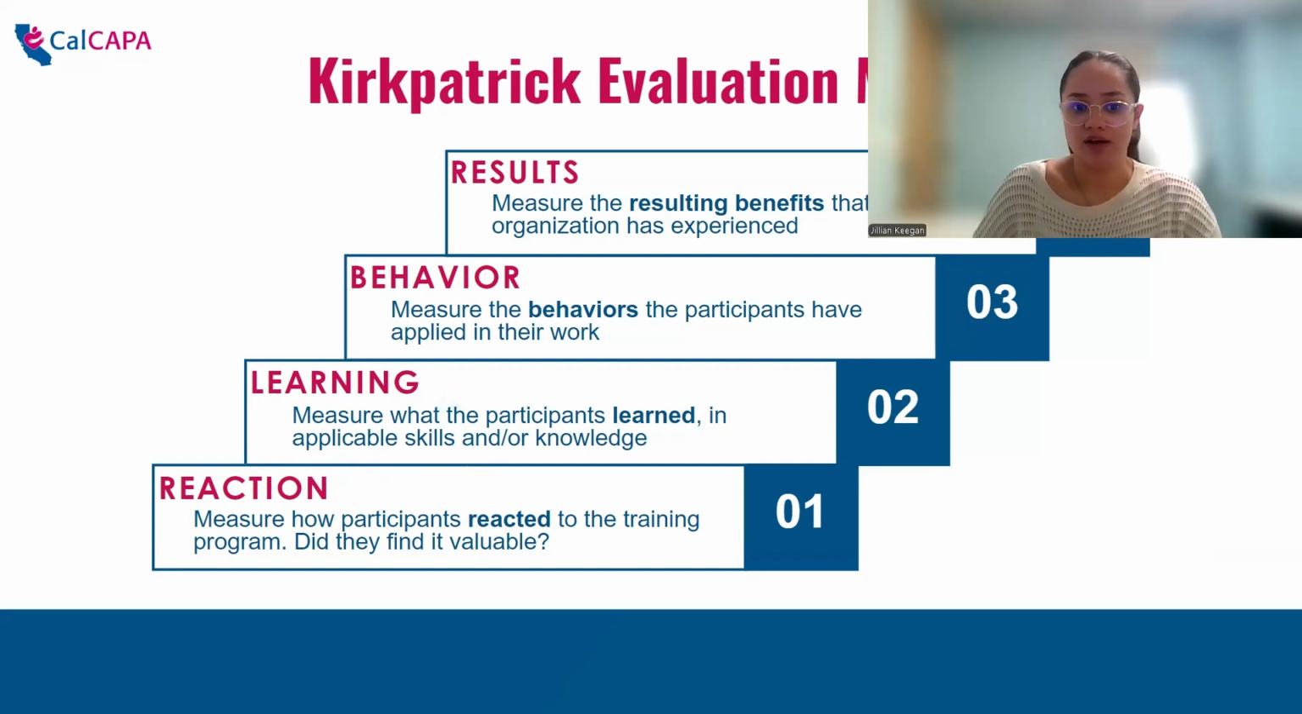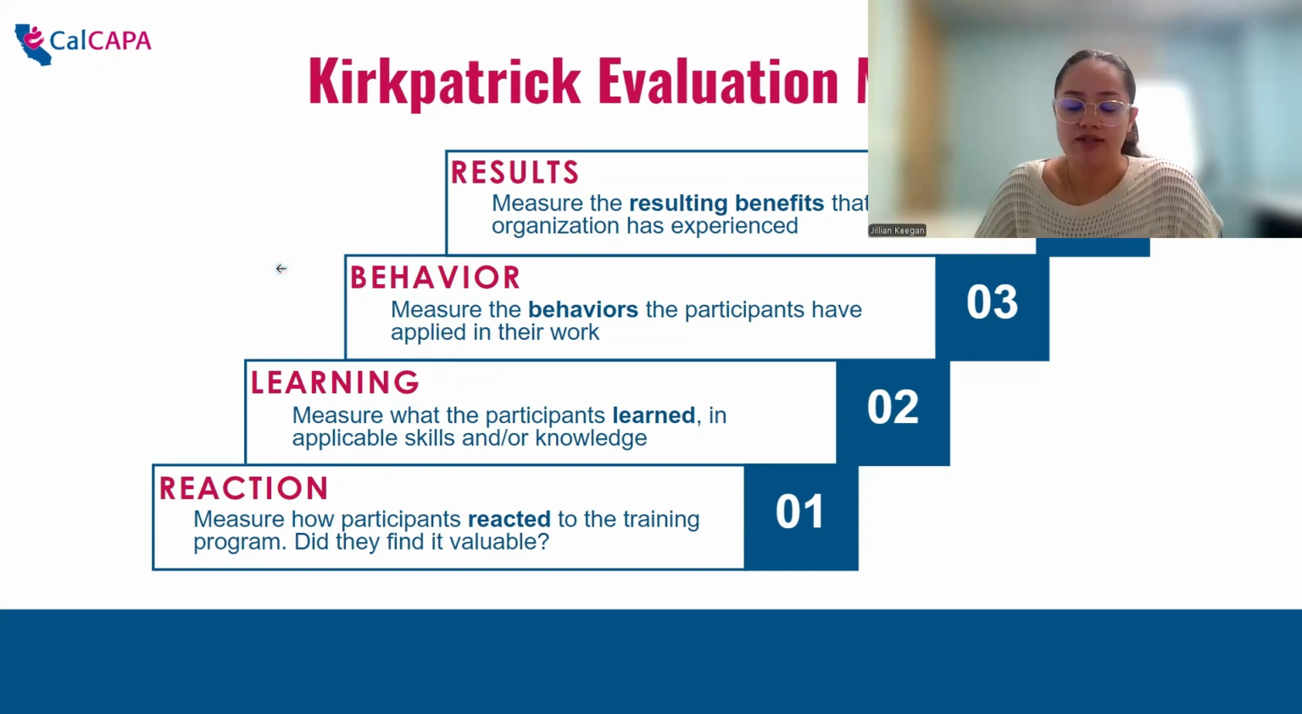Level 2, learning. Here we assess what the participants actually learned. Did they gain the knowledge or skills that we intended to teach them? So this tells us if those educational objectives were met. Level 3, behavior. This looks at how participants apply what they've learned once they're back in their everyday work environments. So are they using the skills that they learned in their work or life? This helps us see if a program is really making a difference.